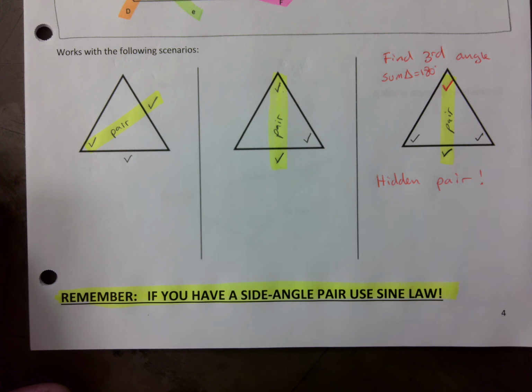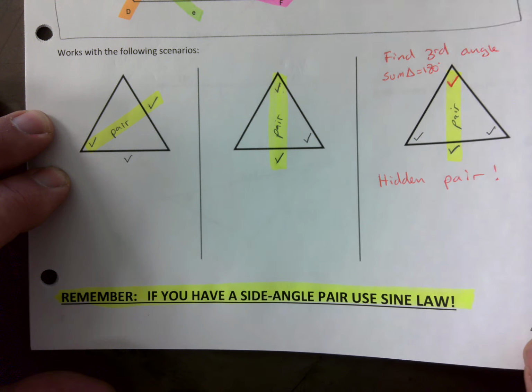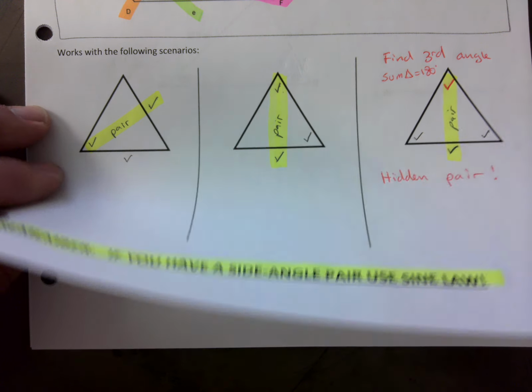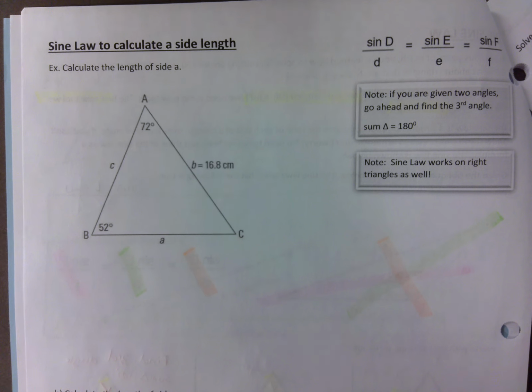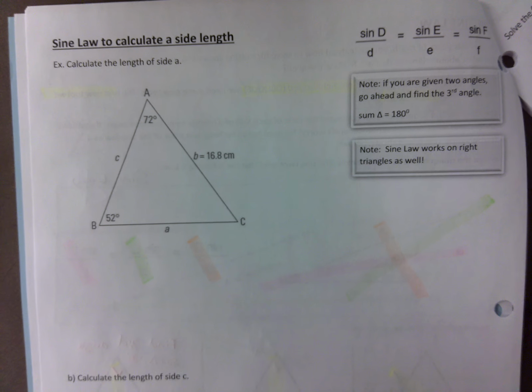Okay, let's put it to use. Let's actually use it. Do some math now. So the trick will be to find the pairs. That's all. Because the triangles look kind of wonky sometimes. So let's go to page 5. I'm first going to teach you how to solve for side lengths, because that one requires less work.